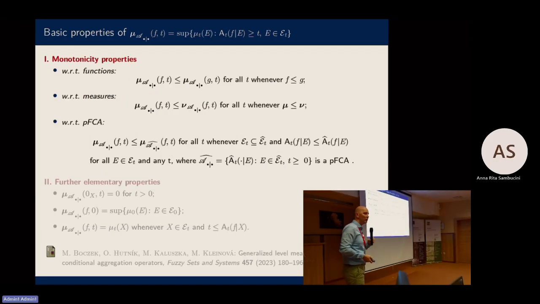And of course, many questions appear. What are the properties with respect to gradients? There are some very trivial properties. It is always monotone with respect to the function, with respect to the measure.